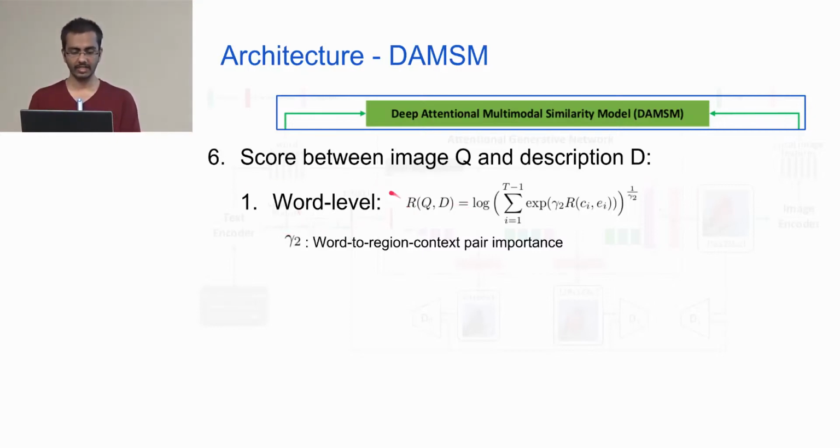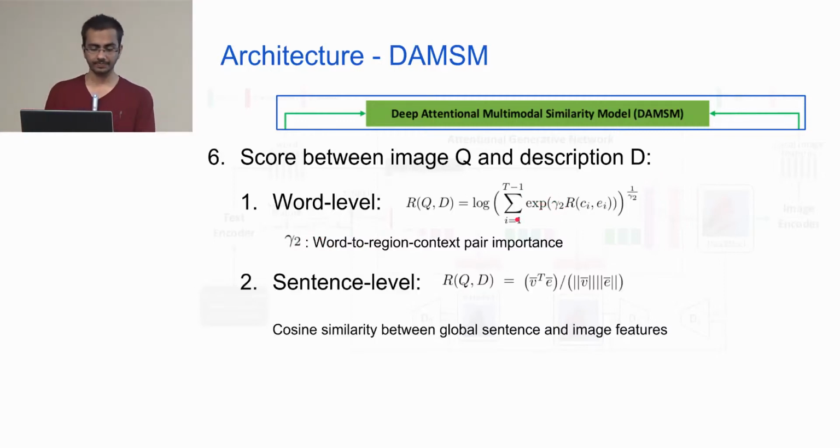First is by using word level features, which uses all the formulas we have seen so far. This is the similarity score which we just saw, and it is summed up T times for all the T words, and it is formulated in this manner to get a final score for a pair of image and caption, or image and description. Again, this hyperparameter is used and it signifies the word to region context vector's importance. So you have this region context vector and its corresponding words, and you want to signify their importance, which you do by tweaking this hyperparameter.